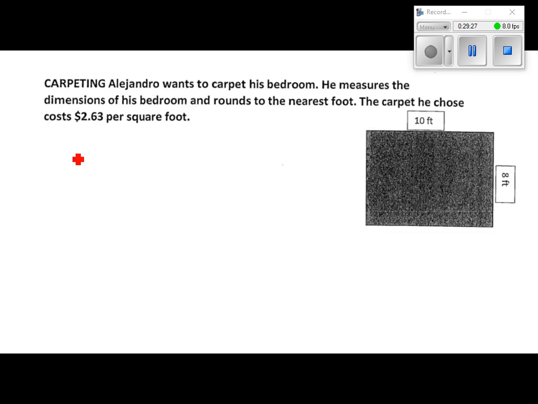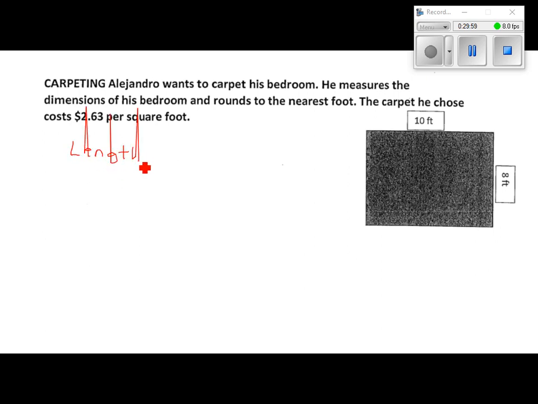Alejandro wants to carpet his bedroom. He measures the dimensions of his bedroom and rounds the answer to the nearest foot. The carpet he chose costs $2.63 per square foot. They say he rounded to the nearest foot. Does that mean we know for sure that the length of his bedroom here is 10 feet? No. Do this for me on your paper. This is what you're going to write down.